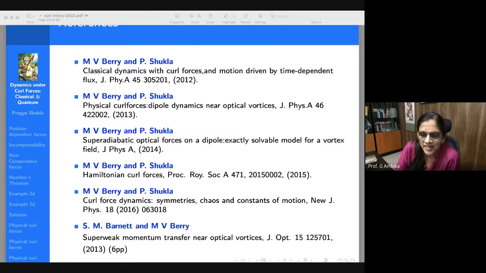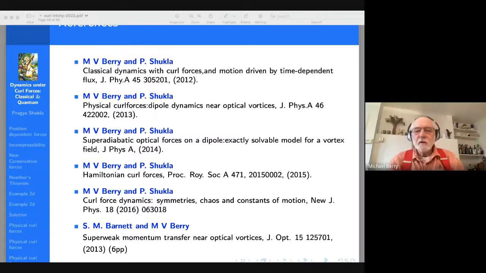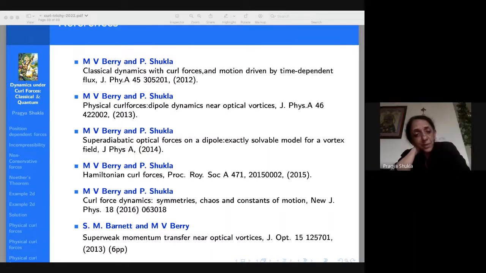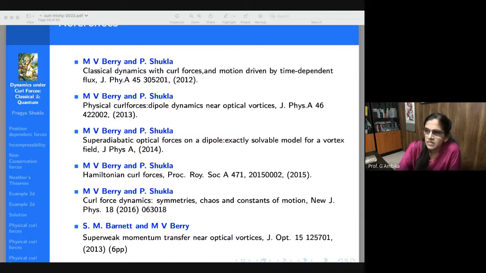Very nice talk, Pragya. I was just wondering, when you talk about self-crossing trajectories, normally we say state space trajectories never cross, right? So how do you interpret that? Because self-crossing means it is against determinism. It's in configuration space. Even in configuration space, can they cross? Yes.